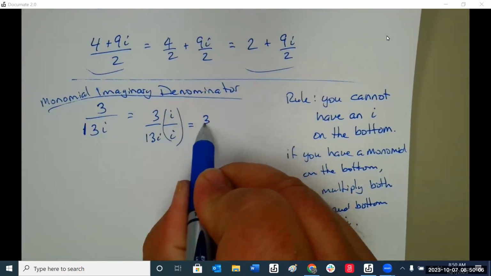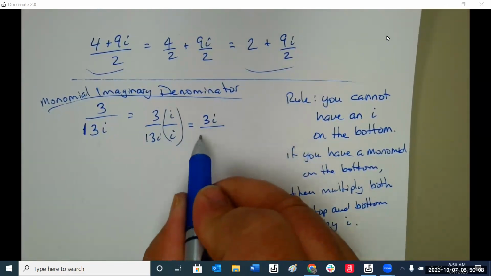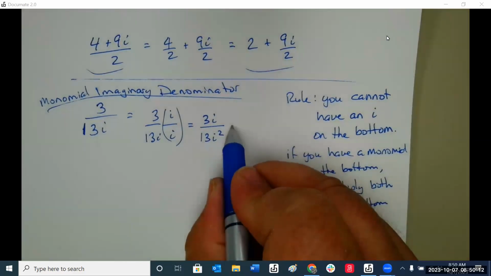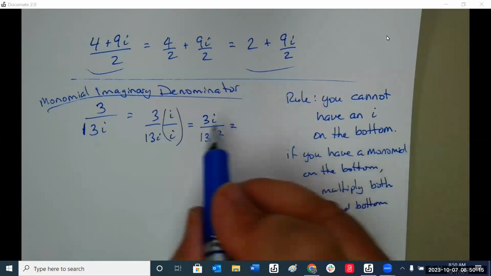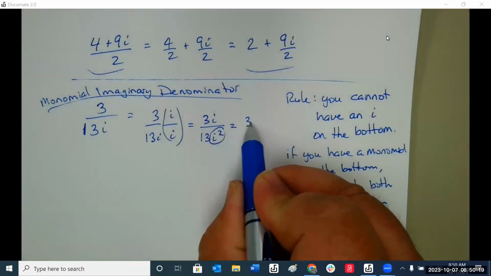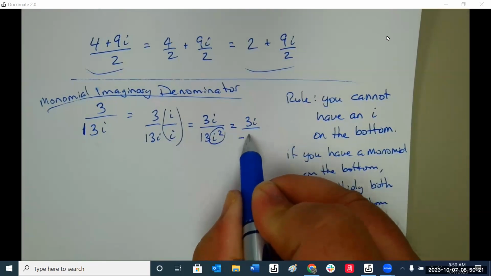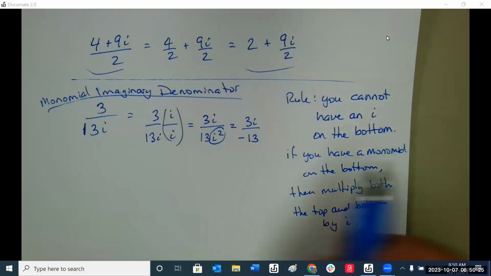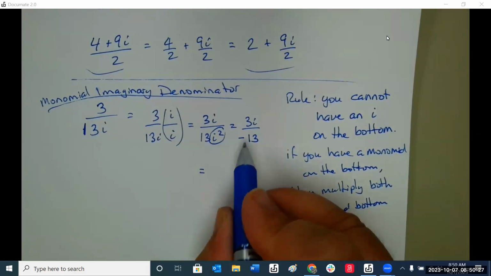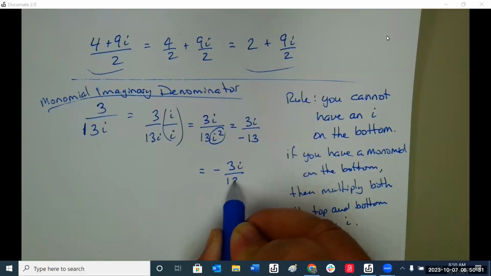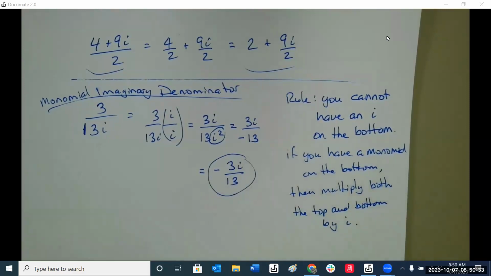So on the top, we have 3I. On the bottom, we have 13I squared. Remember, since this is squared, the coefficient changes signs. It was a negative 13. And you don't want negatives on the bottom. So your answer is negative 3I over 13.